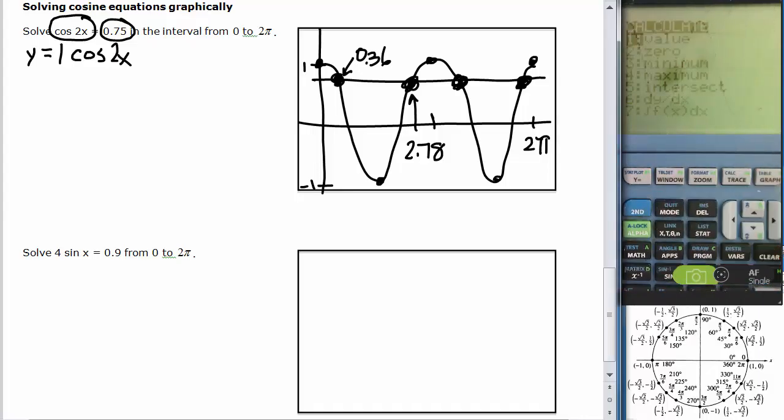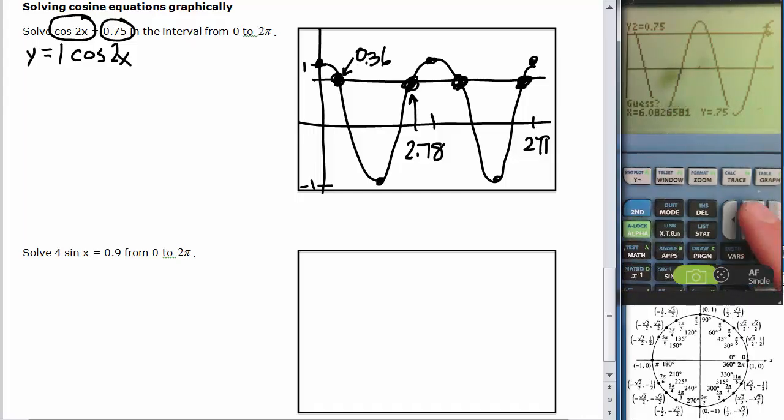For the fourth intersection point, we hit second trace again, choose number 5. For our first curve, we're going to scroll our cursor over here, so we're close to our intersection point. We hit enter. Hit enter again on the second curve. We try to guess close to an intersection point. And for our fourth point, we get 5.92. We'll write both of those values down.